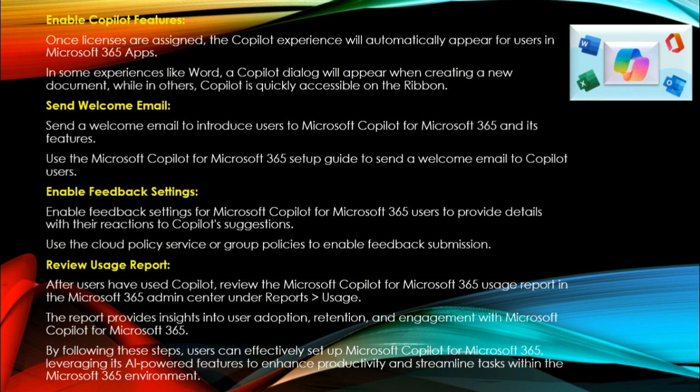Enable feedback settings. Enable feedback settings for Microsoft Copilot for Microsoft 365 users to provide details with their reactions to Copilot suggestions. Use the Cloud Policy Service or Group Policies to enable feedback submission. Review Usage Report. After users have used Copilot, review the Microsoft Copilot for Microsoft 365 Usage Report in the Microsoft 365 Admin Center under Reports, Usage. The report provides insights into user adoption, retention, and engagement with Microsoft Copilot for Microsoft 365.